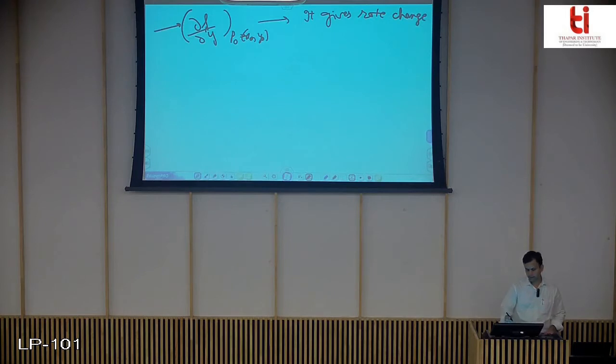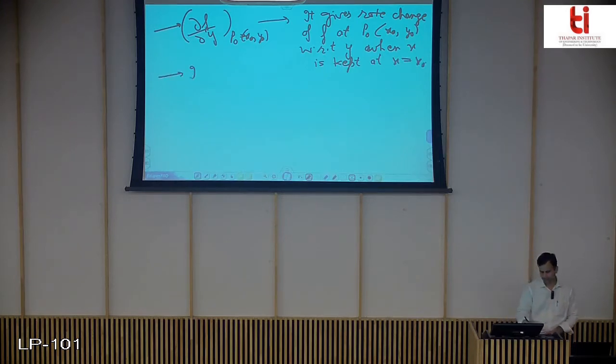Similarly, when we were talking about the partial derivative of f with respect to y at point P naught, say x naught, y naught, we saw that it gives the rate change of f at point P naught, say point x naught, y naught, with respect to y when x is kept at value x equals x naught, and it basically gives the rate change in the direction of j cap or the y-axis.